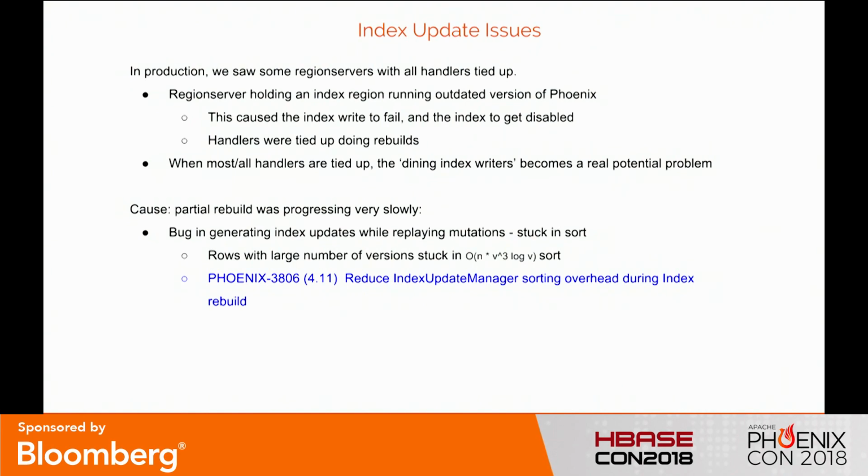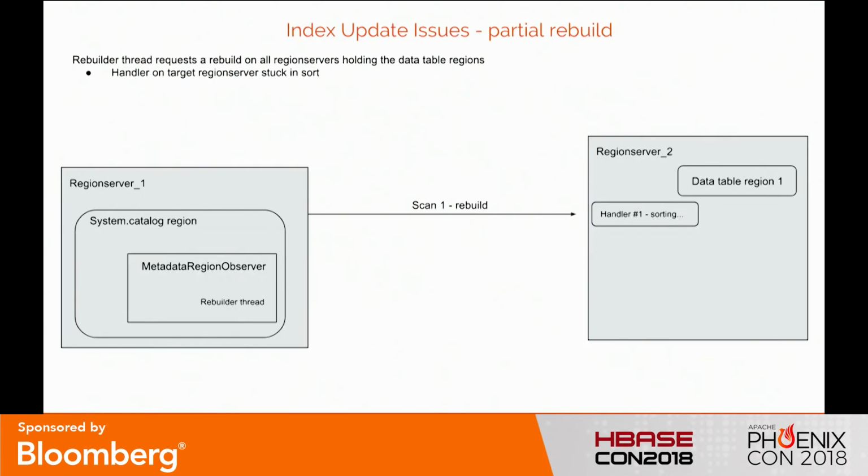It turned out that there was a sort bug essentially. If you had rows with a large number of versions, it would be really slow. We had, I think, rows with a few hundred versions for each row. And so we were really stuck in this. So we had a fix for that.